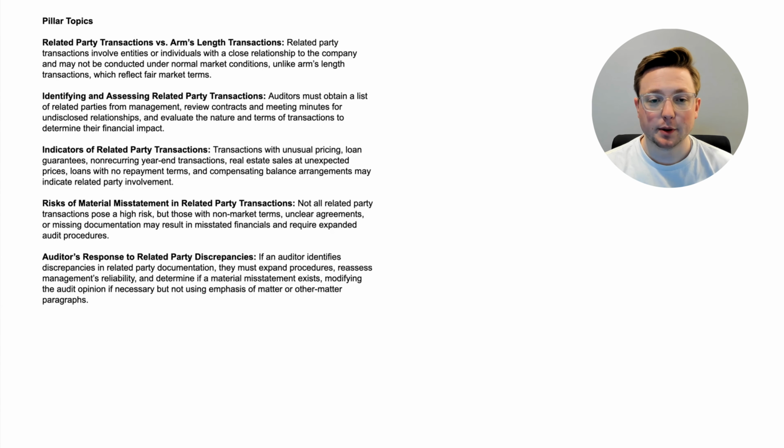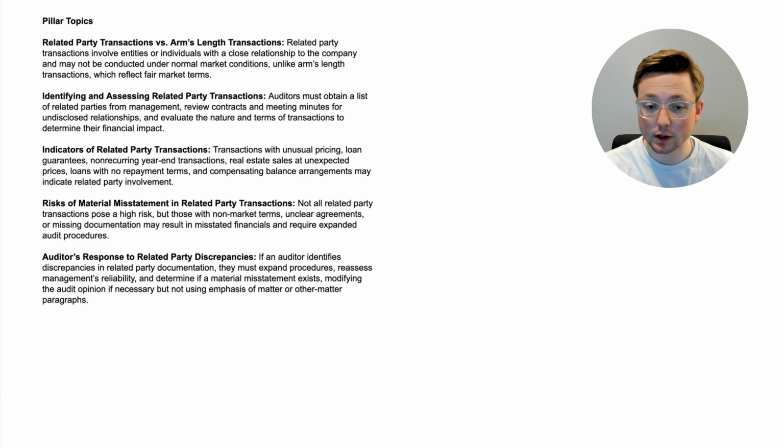All right, here we are at the pillar topics. Let's just dive straight in. Related party transactions versus arm's length transactions. Related party transactions involve entities or individuals with a close relationship to the company and may not be conducted under normal market conditions, unlike arm's length transactions, which reflect fair market terms. Now let's talk about identifying and assessing related party transactions. Auditors must obtain a list of related parties from management, review contracts and meeting minutes for undisclosed relationships, and evaluate the nature and terms of transactions to determine their financial impact.